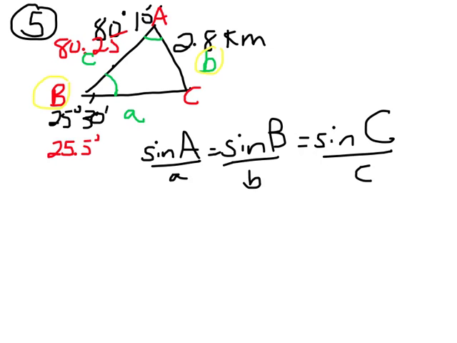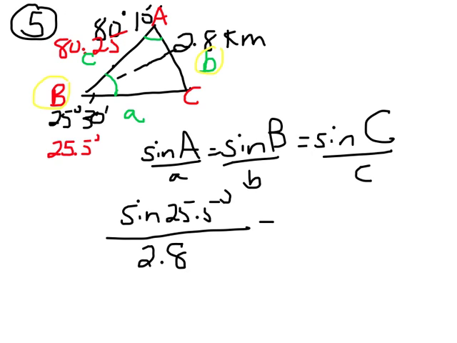So I'm going to go, okay, well, one of my proportions, one of my ratios, is going to be the sine of this 25.5 degrees, because across from it we have its side length, which is 2.8. Now, what do they want us to find here? Everything? Yeah, when they say solve the triangle, they want everything.